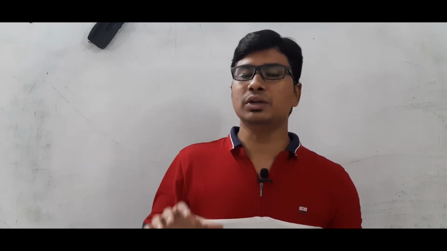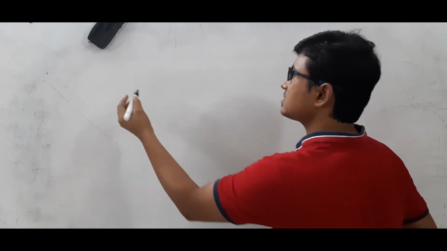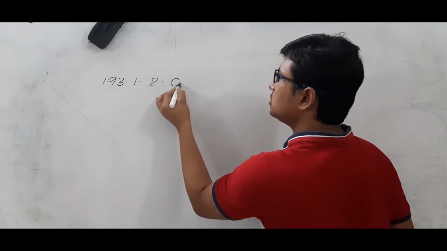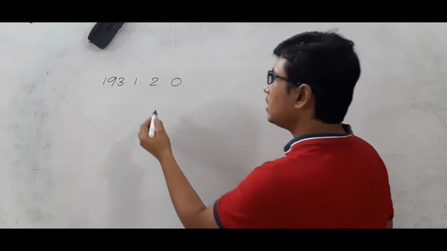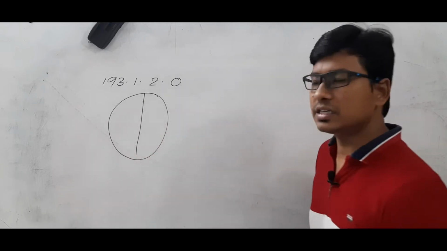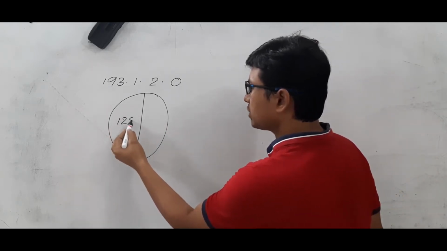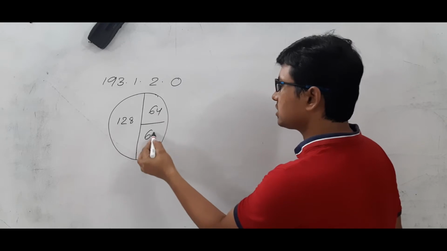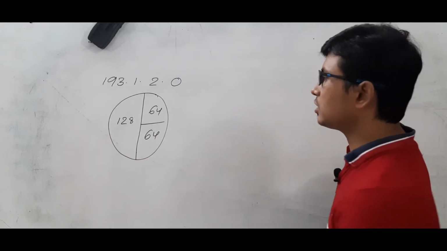But now in this video, I want to discuss how to divide subnets which consist of an unequal number of IP addresses. Let me give a small example. Suppose I take a class C network, 193.1.2.0. Let's take the same example. Now I want to divide it into 3 subnets such that one will consist of 128 IP addresses and the others will consist of 64 and 64. Is it clear? Are you able to understand?